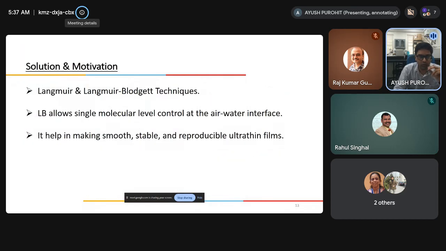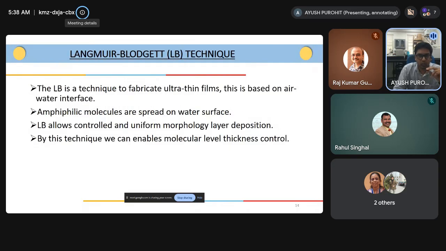So, what are the solutions? The solution here in our lab is the Langmuir and Langmuir-Blodgett technique. Langmuir allows single molecular level control at the air-water interface. It helps in making smooth, stable, and reproducible ultra-thin film. So, what is the Langmuir-Blodgett technique? It is a technique to fabricate ultra-thin film on a particular substrate. The substrate might be different according to the application.